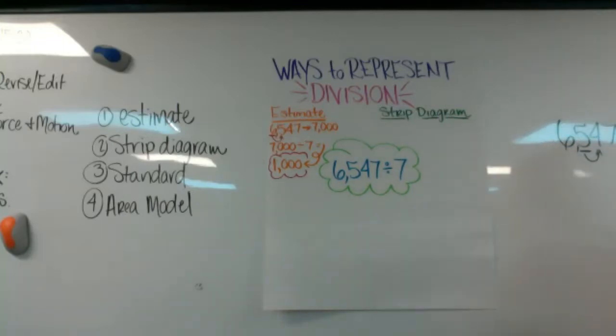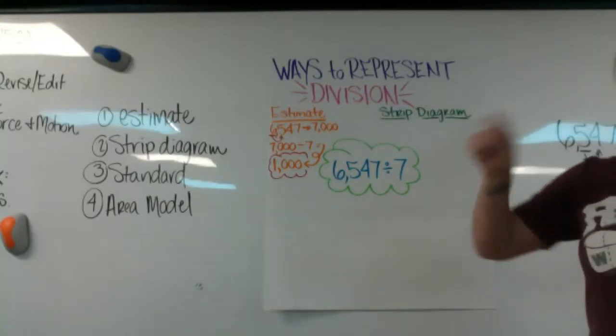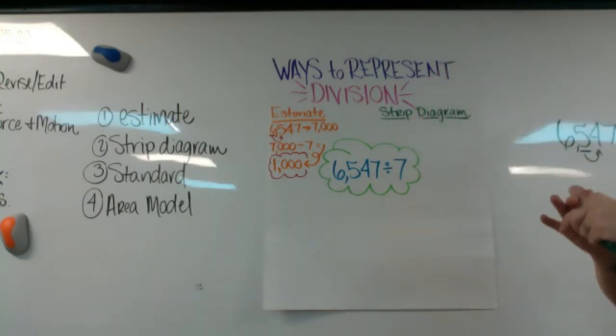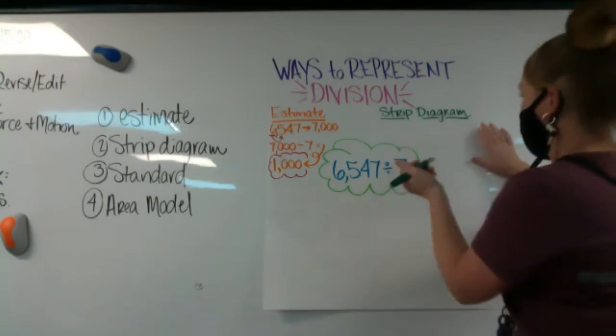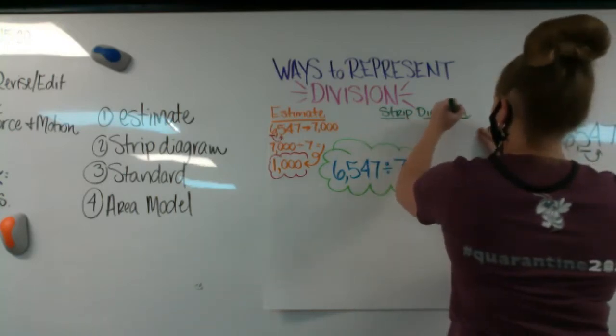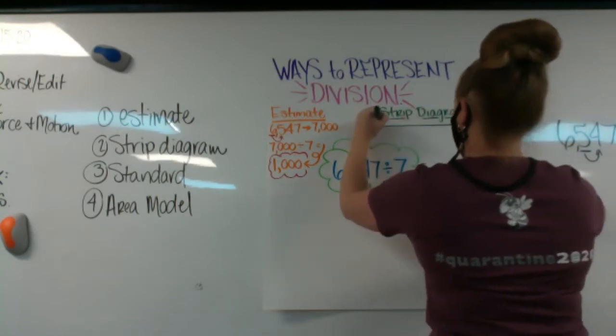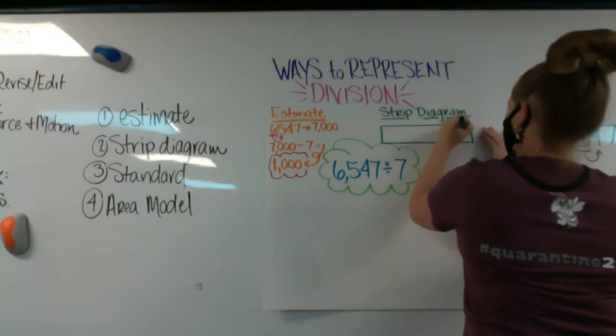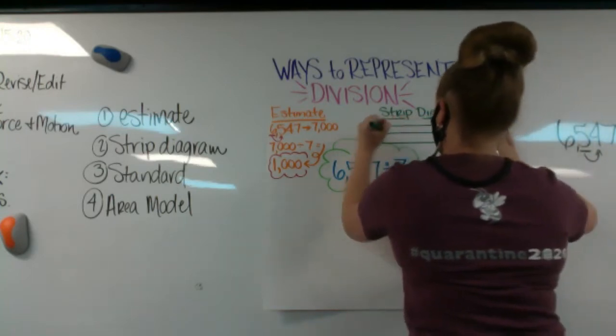And so for my strip diagram, I need to draw my long rectangle. How many boxes should my strip diagram get? 7. 7, because I'm dividing by 7. Okay, so I'm going to draw it like this today. And I'm going to make this into like 2 rectangles, okay?